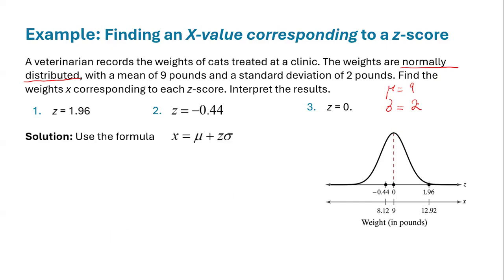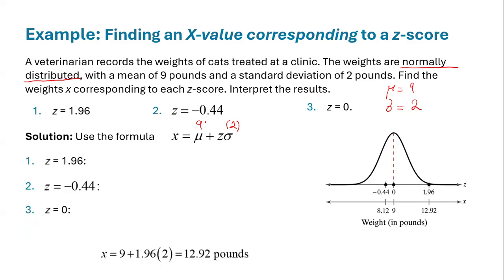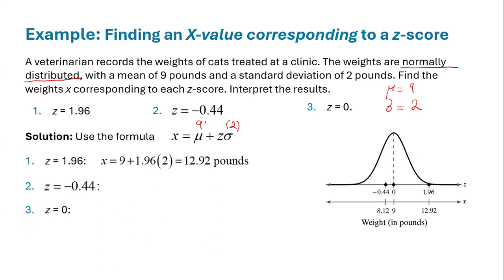So again, we're going to use this formula, replace the mean mu by 9, replace the sigma by 2, and the only thing that's different in each part is the z value. If z is 1.96, replace z by 1.96, we get 12.92 pounds for x. If z is negative 0.44, we get 8.12 pounds for the x. And if z is 0, 0 times 2 is 0, and 0 plus 9 is just 9 pounds. So the x must be 9.